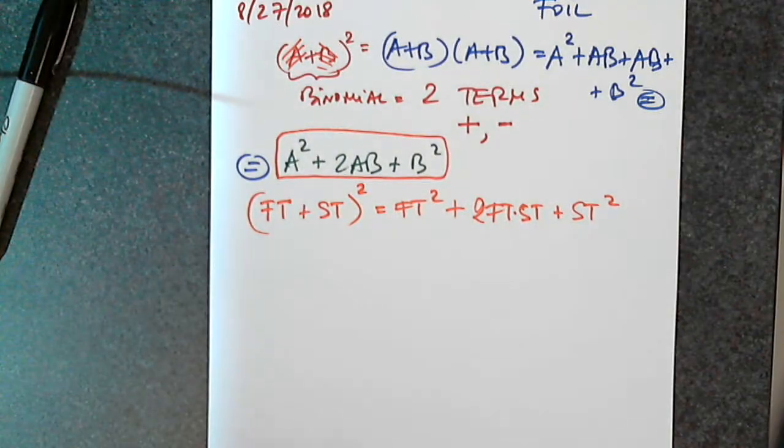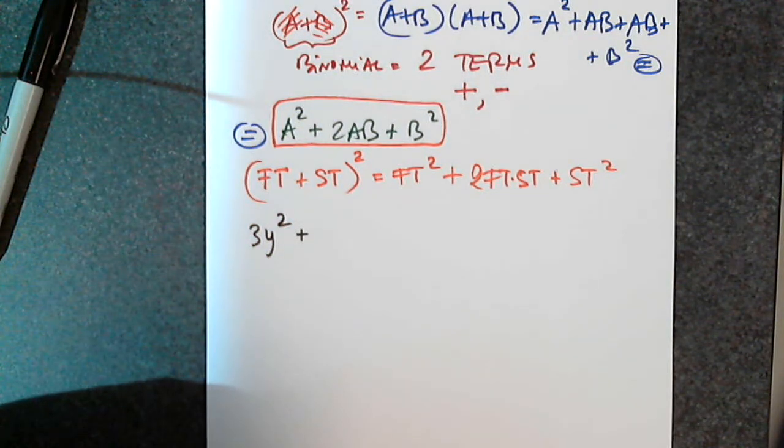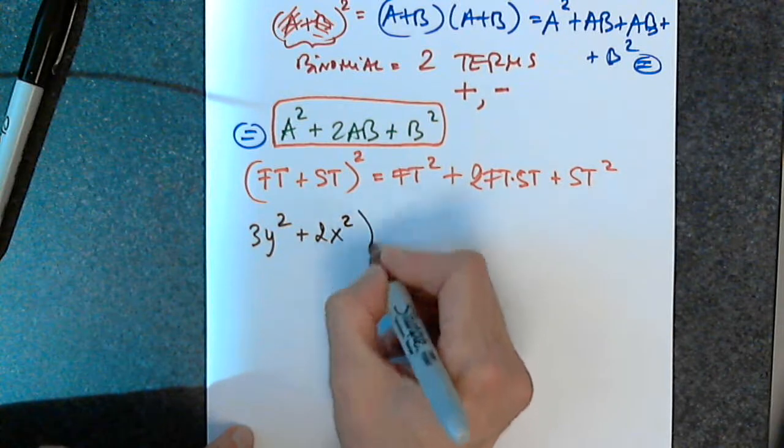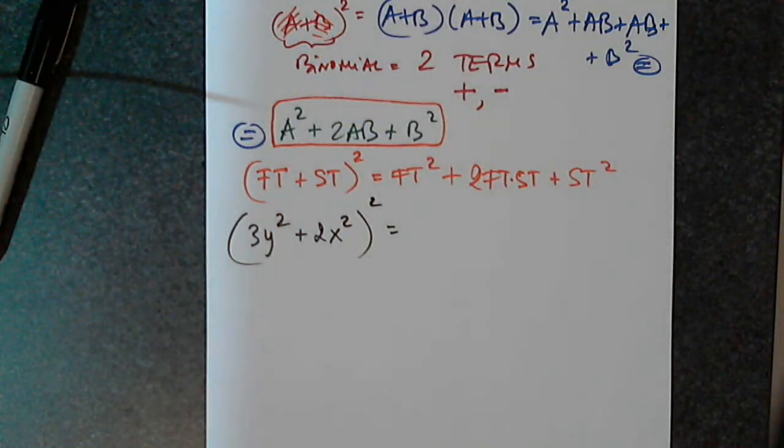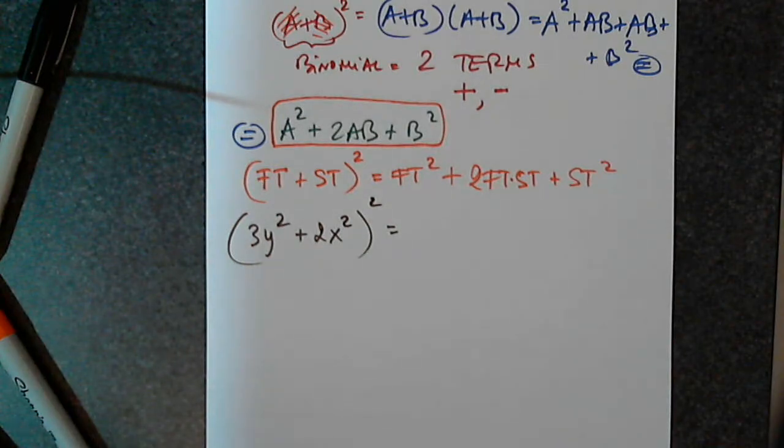Make up an example. Not a, not b, not FT, not ST. Make up an example. Okay, 3y squared plus. Give me a second term. Any term. 2x squared. Awesome. And everything's squared. So now what is FT? Can anyone read the FT for us? 3y squared, right? That's the FT. Good. Can anyone read the ST for us? Perfect.